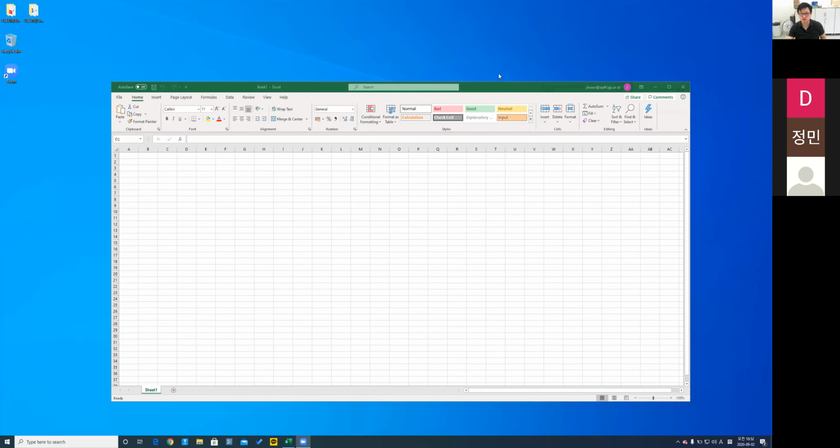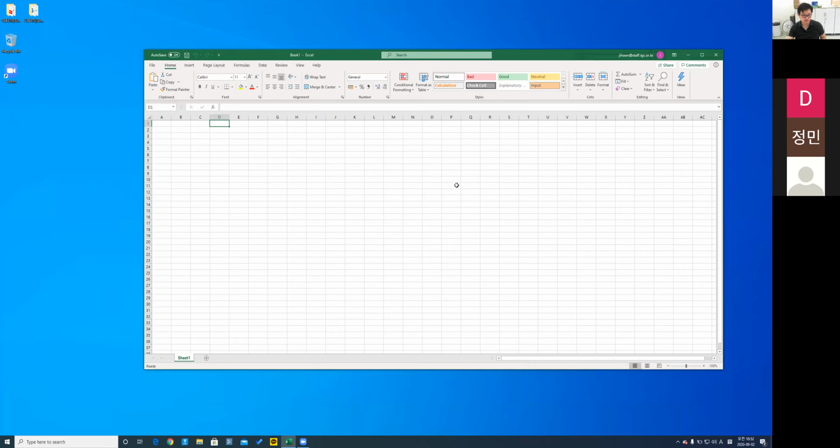Okay, can you see my screen, the Excel file? Yes. Okay, thank you. So sync issue, yes, we have a sync issue. I'm using my iPad, and I'm using my notebook as a recorder. So let's focus on my notebook, then we can naturally solve the syncing issue.